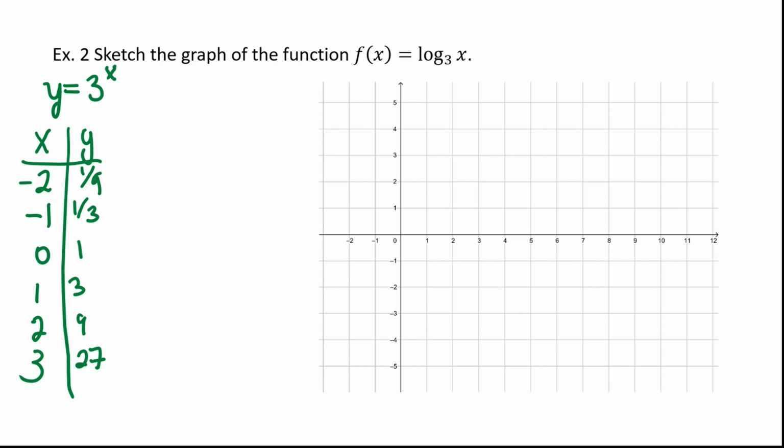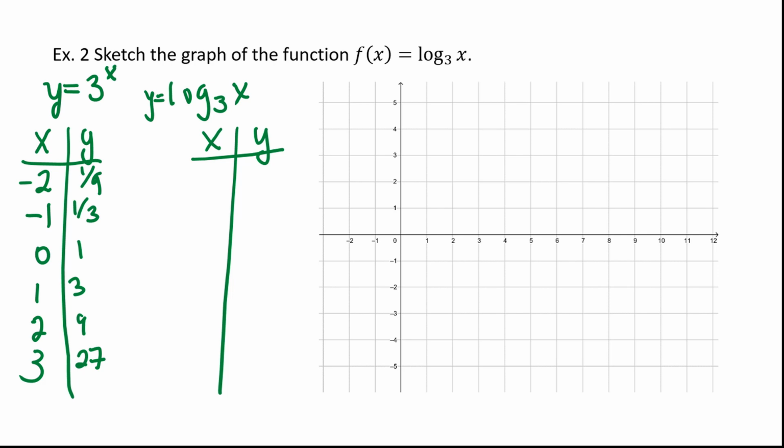I will use that to invert the rows, switching the x and y to get my coordinate points for y equals log base 3 of x. So this time when I make the t-chart, we'll just switch the x and y columns. We'll have 1/9 corresponds to -2. 1/3 corresponds to -1. 1, 0. 3, 1. 9, 2. I'll go ahead and write 27, 3 as another ordered pair, but that's way off my charts. So let's plot the easier ones to see.